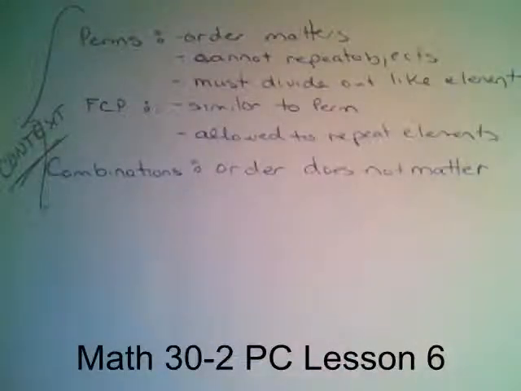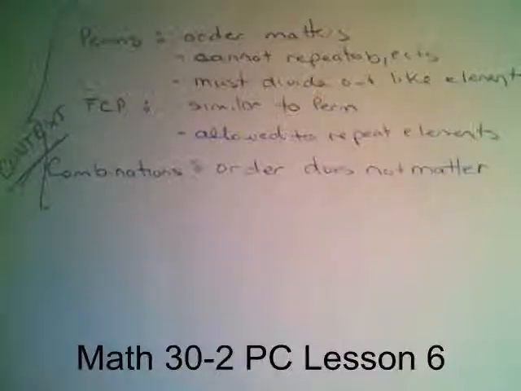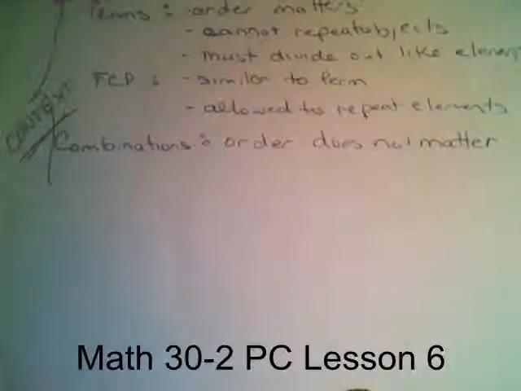Combinations, the order does not matter. Committees is one. You're just making a group, you're just making a stew. An example, not to push gambling, is the lottery. The lottery is a combination. It doesn't matter what order it comes up.